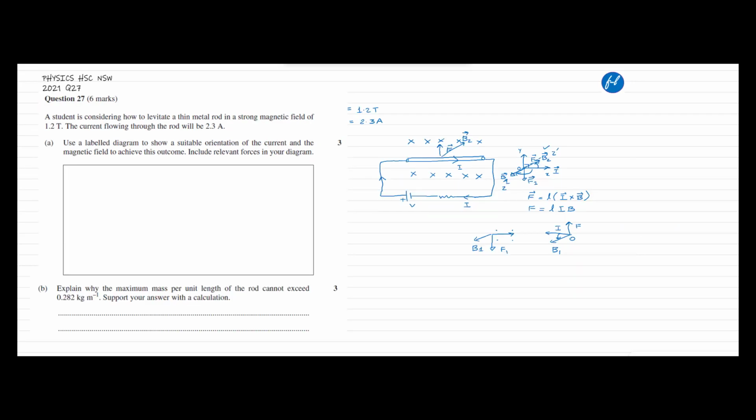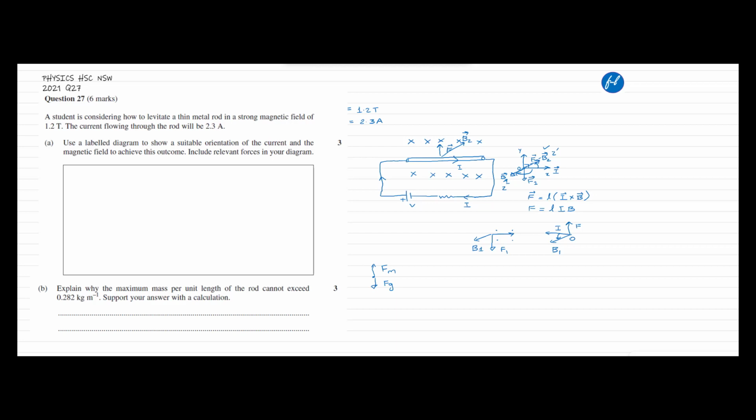Now let's take the second part of the question. Explain why the maximum mass per unit length of the rod cannot exceed 0.282 kilogram per meter. Support your answer with a calculation. So let's see what are the upward forces. So we have to see what are the forces that are applying on the rod. So in the upward direction, maybe the diagram is not so good, this is the force due to the magnetic field, and in the downward direction we have the force due to the gravity on the rod.